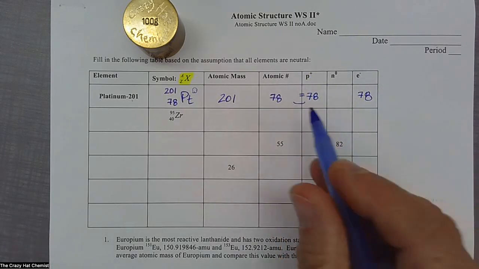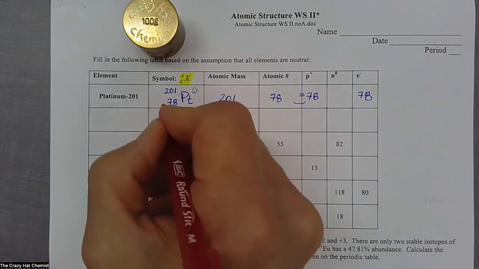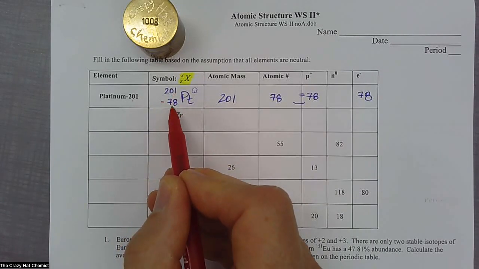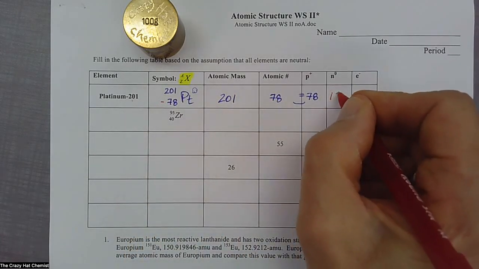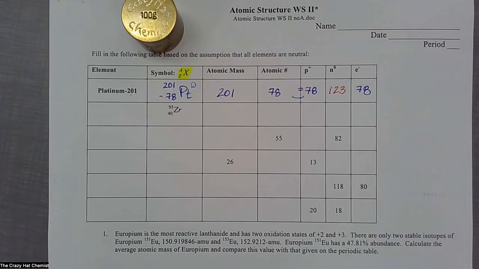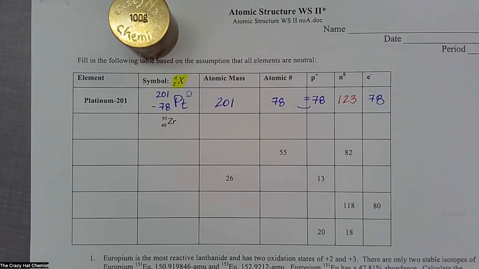Now we have to solve for the number of neutrons, and this is going to be a simple problem. We're going to take the difference between 201 and 78. That difference is 123, and that is going to go there for the number of neutrons. Fantastic. So let's see if we can do the next problem, the next square over.